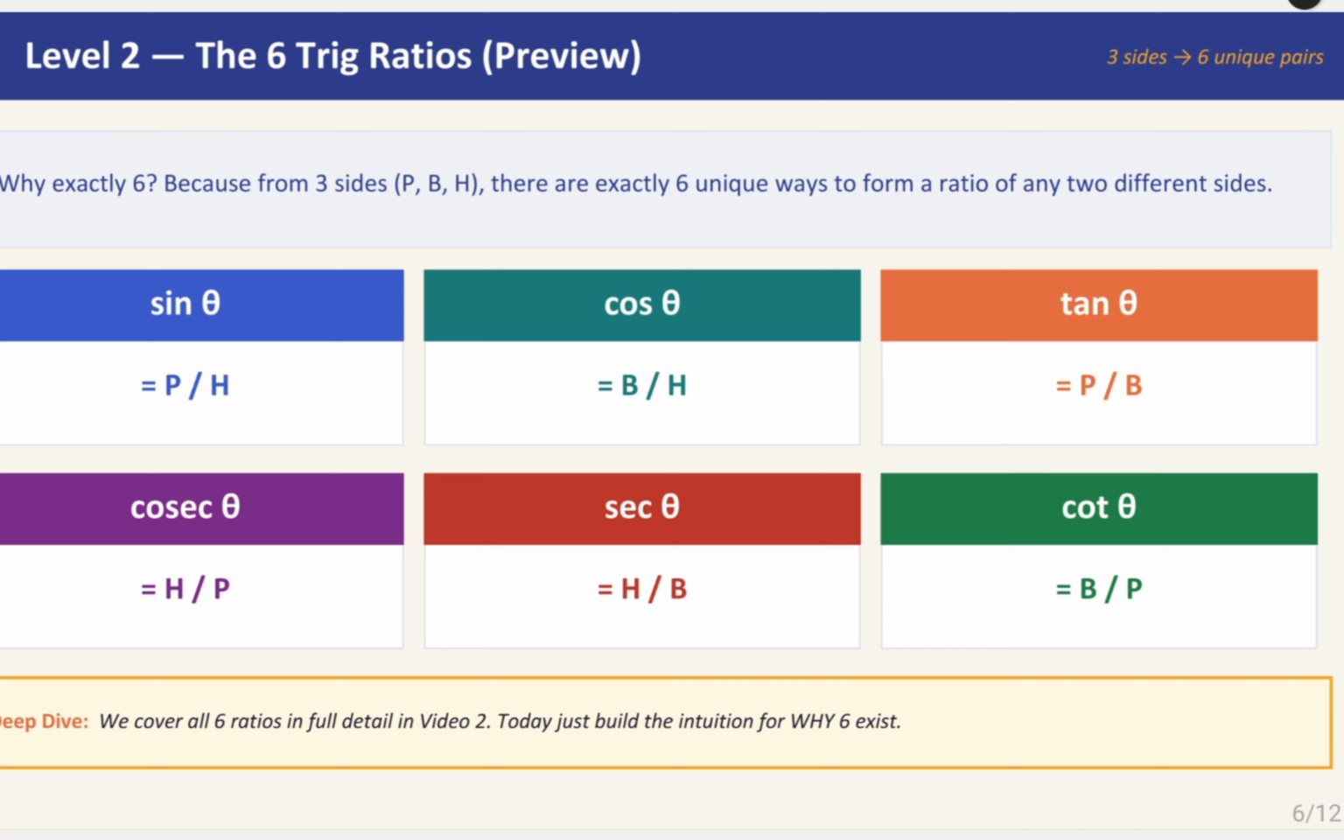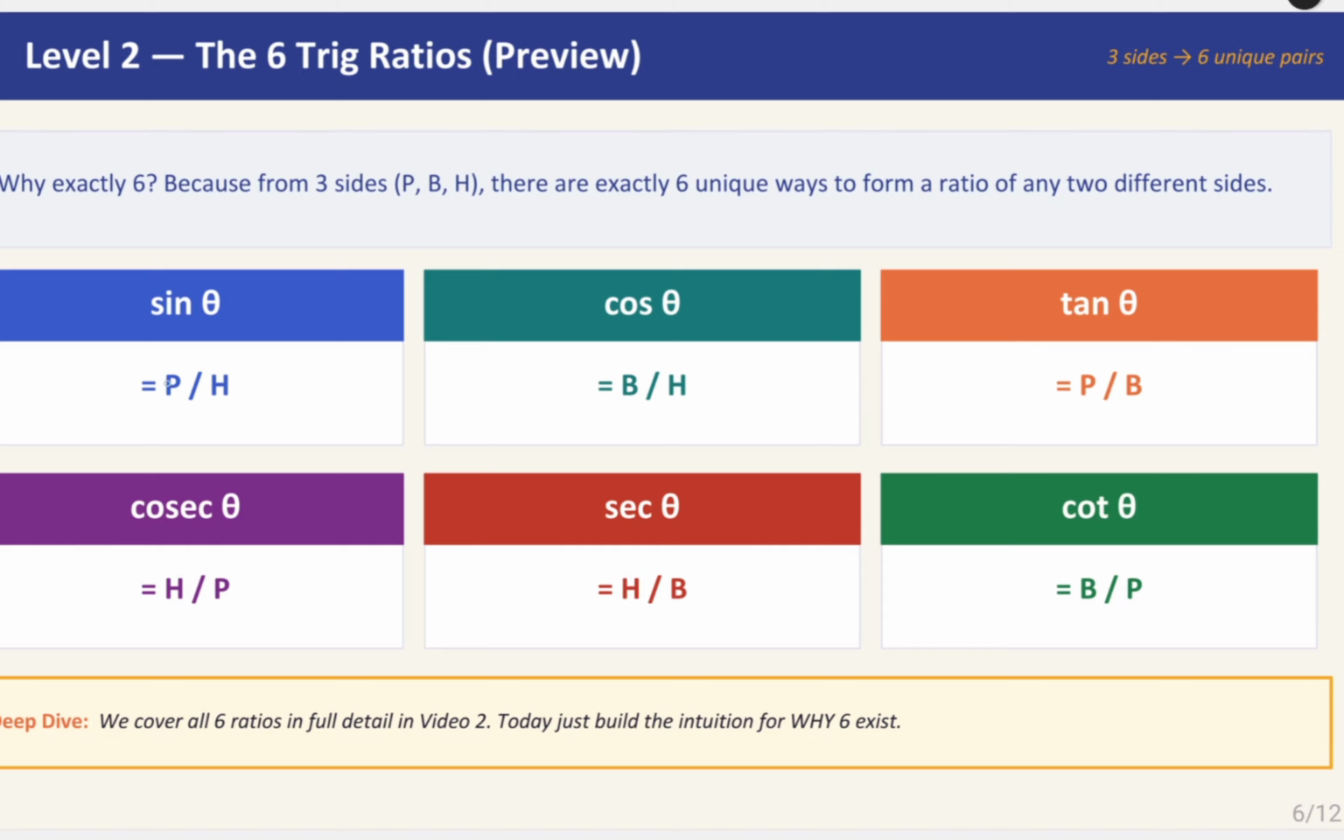Now let's put actual names to these ratios. We already know that we talked about ratios in the previous slides, in which according to the angle the relationships are changing. The height is changing, the base is changing, so it gets changed, and this affects the ratios. So we have six trigonometric ratios, but today let's build the intuition for why there are exactly six, because there are exactly six unique ways to write a ratio of two different sides from three sides.